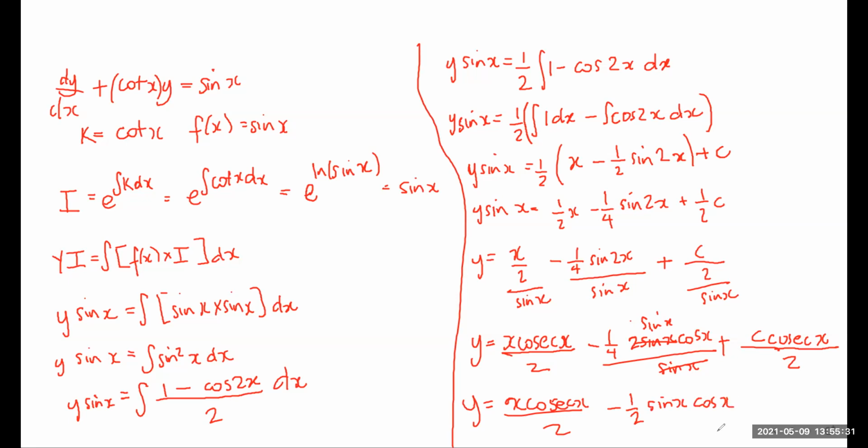Didn't we say the sin x's cancel? So we write back sin x. I just get a half cos x. Exactly, that's the answer now. All right, that's the answer.